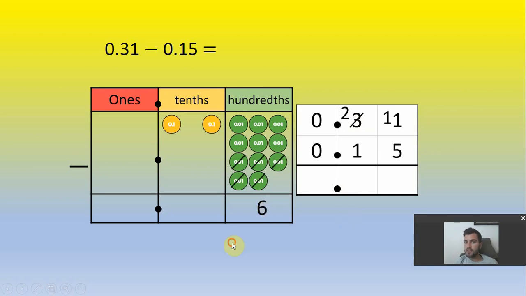Okay, so now we've got 6 in our hundredths. We've got 2 take away 1 tenth gives us 1 tenth. And we've got nothing in our ones column, so the 0 goes in as a placeholder. And the answer is 0.16 or 0 and 16 hundredths.